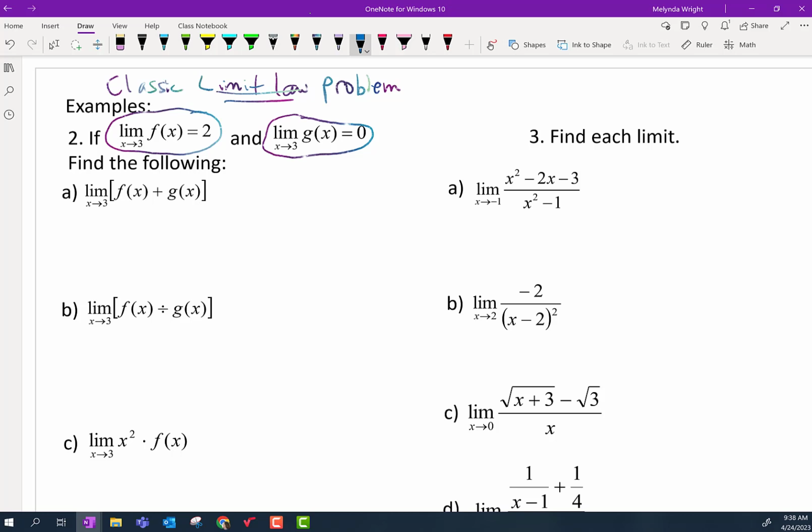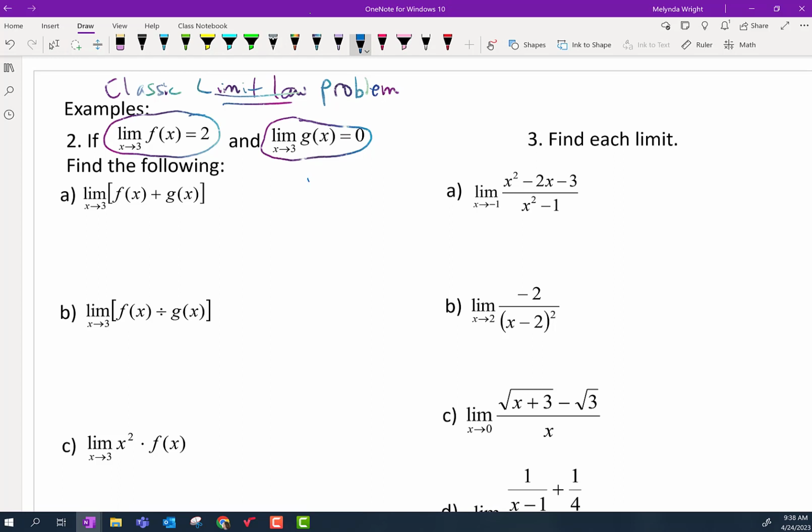So the requirement, I'm just going to write this out to the side. It'll be the same thing for next year. The requirement: use at least one limit law.